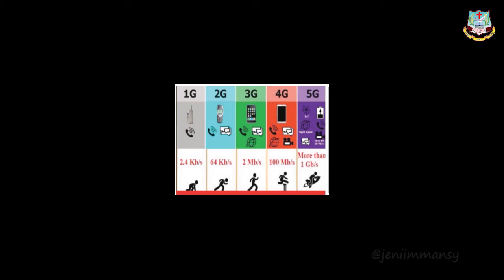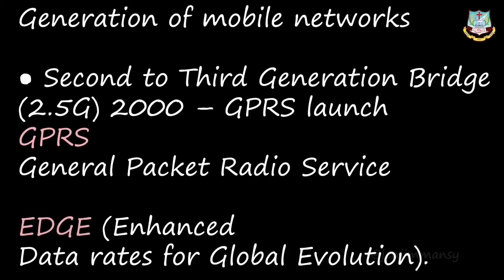2G is the second generation, in the year 1991, and this is the GSM launch, right? The next one is the second to third generation bridge, that is 2.5G. The second generation we say is 2G, and the third generation we say is 3G, right? This one is the second to third generation bridge, 2.5G, in the year 2000, and this is the GPRS launch, right?